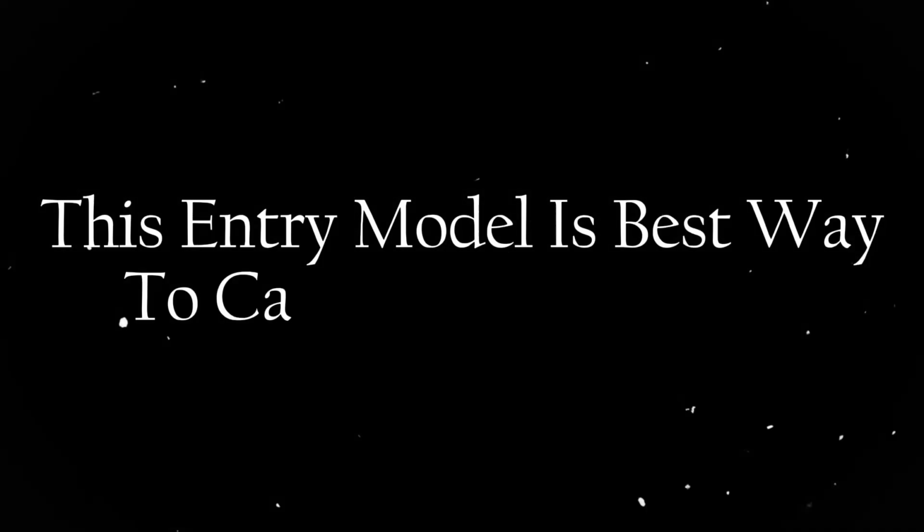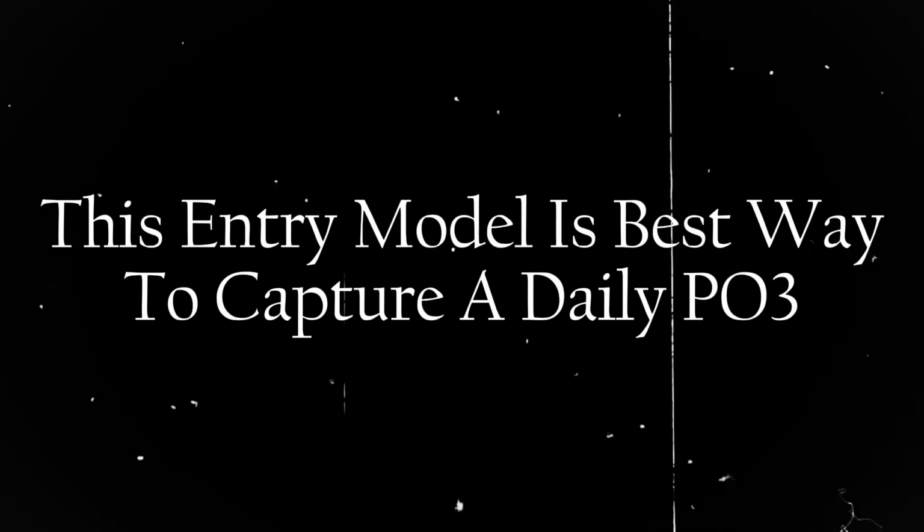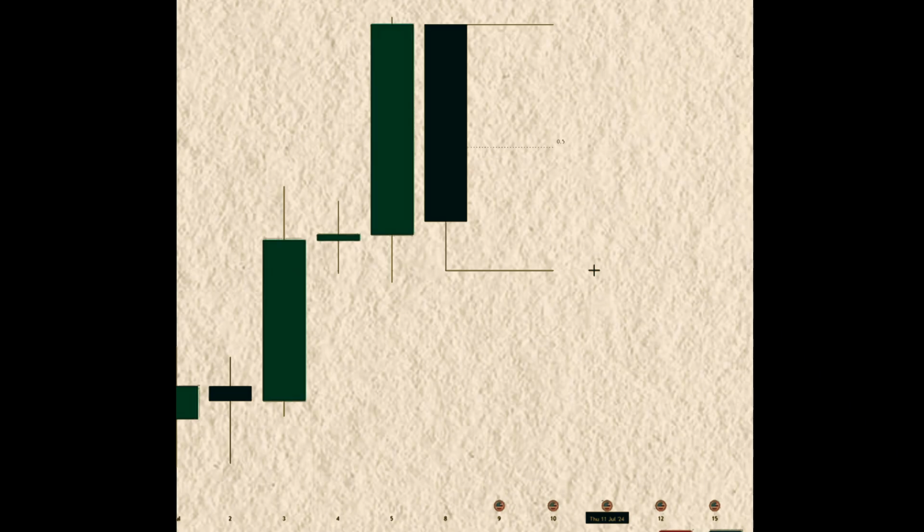This entry model is the absolute best way to capture a daily PO3. So let's get right into it. The first thing that you need to do is go on the daily chart and wait for the Monday candle to close. With this model, you skip Mondays. Once it closes, you draw out the high, you draw out the low, and then you also mark the 50% of Monday's range.